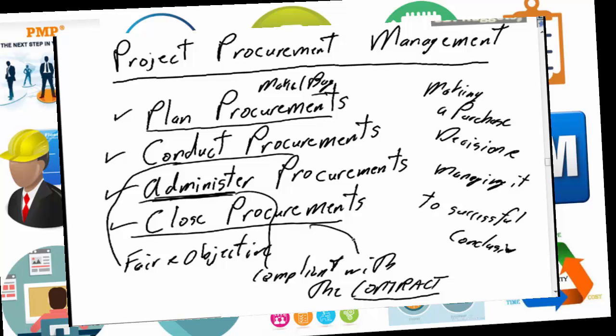We're going to close out the contract with formal acceptance. And we're going to harvest our lessons learned. We're going to review what worked well on this particular procurement, on this particular contract, and repeat it. And we're going to determine what didn't work, and we're going to develop processes for improvement. Project procurement is an important part of project delivery, and it's important that we have the effective processes in place to have fair, objective, and project supportive procurement processes in place.